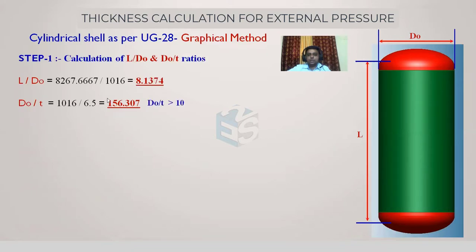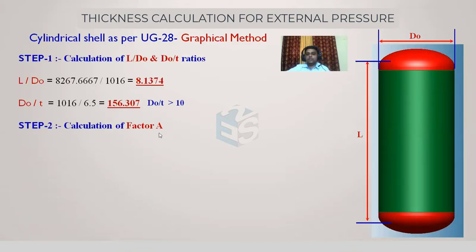We also need to check whether this DO by T ratio is more than 10 or not. If it is not more than 10, then the procedure is different. As it is more than 10, we can proceed with the following procedure. So now we are entering step 2.